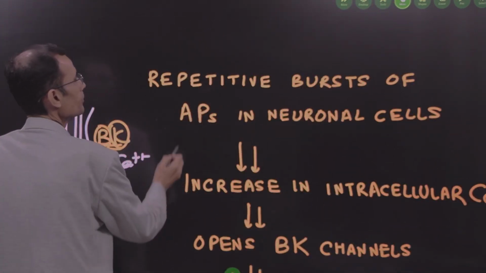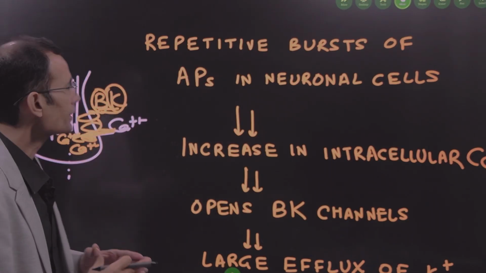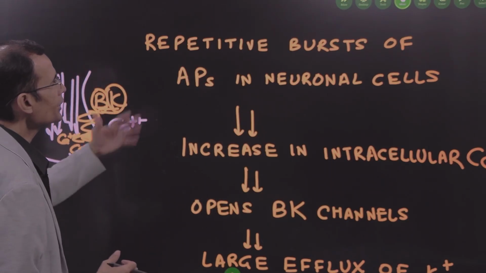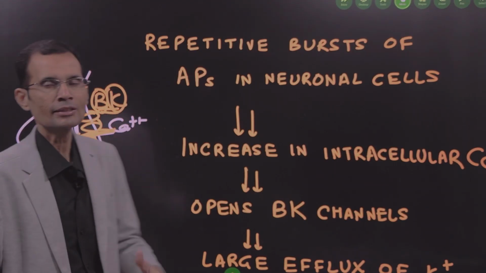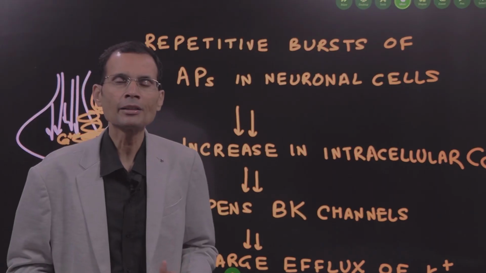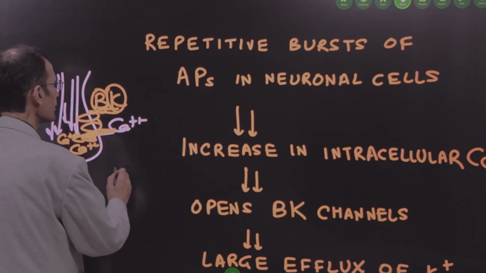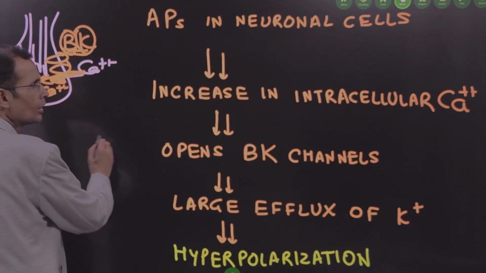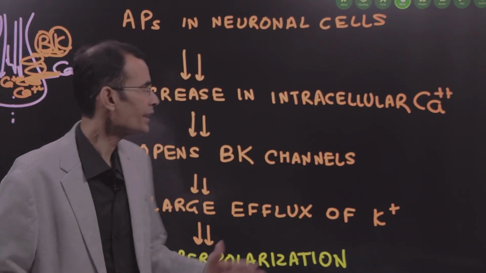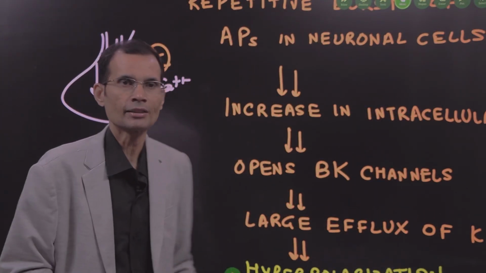Now, let's start with this. The basic physiology is that if there are repetitive bursts of action potentials in the neuronal cells, let's say in some circuit of the brain, there is repetitive firing in the neurons, action potentials are being fired. What happens is there is an increase in the intracellular calcium. Intracellular means neurons, neuronal cells.